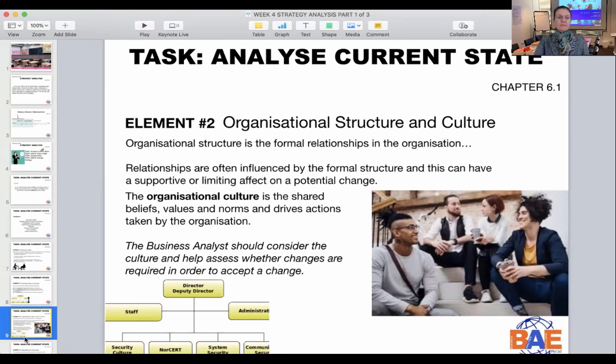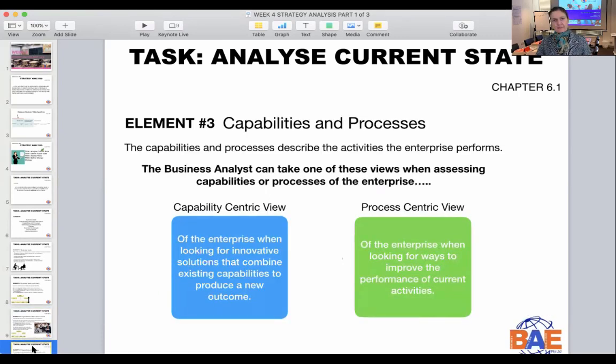All right. The next element is capabilities and processes. In terms of the current state, this is when you need to understand basically what are all those activities that the enterprise performs.